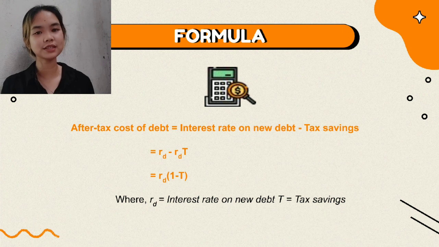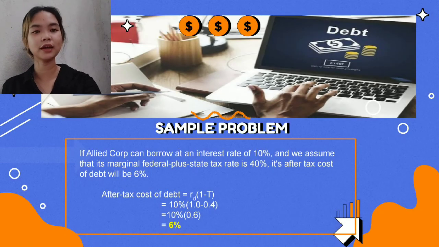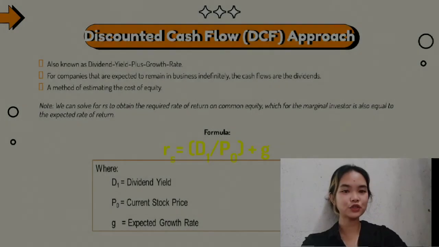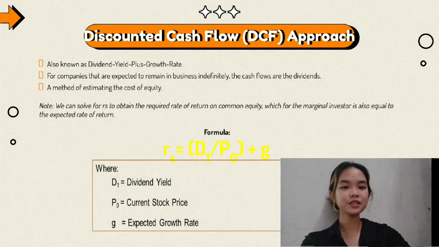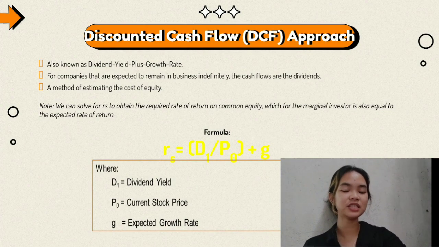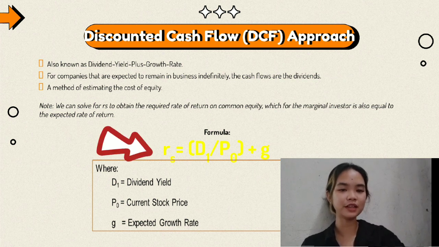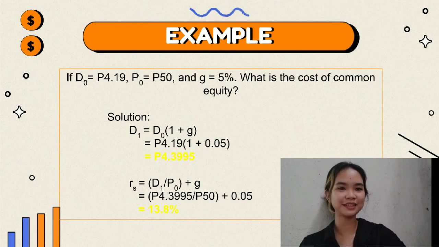The formula for this is: after tax cost of debt is equal to interest rate on new debt minus tax savings. So we provided a sample problem for you to practice the formula given. You will just have to follow the formula to get the correct amount. The discounted cash flow or DCF approach is used by companies that are expecting to remain in business indefinitely. The cash flows are the dividends. Shown above is the formula for this approach and the sample illustration to practice it.